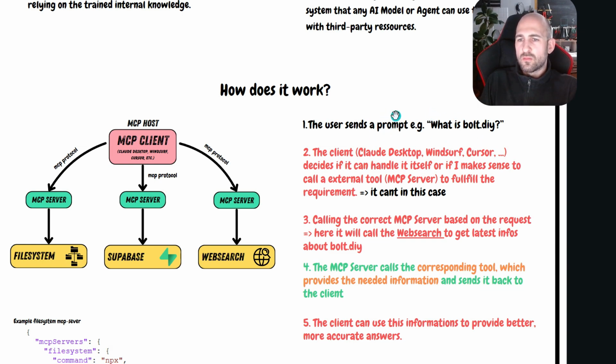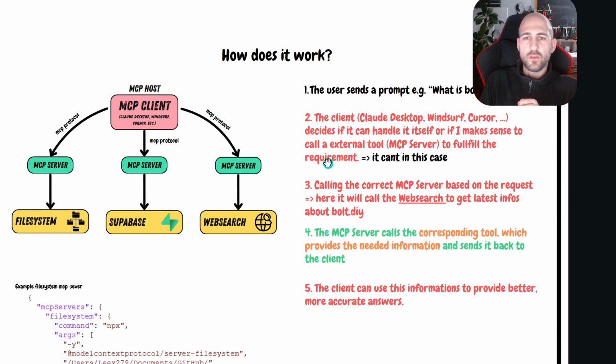The user sends a prompt: what is Bolt.diy? Now let's assume the LLM does not know what Bolt.diy is, because it's basically just half a year old and our model is maybe from the beginning of last year. So it doesn't know what Bolt.diy is. Then the client can decide itself: do I have this knowledge or not? In this case, it does not have the knowledge, so it can do a web search.